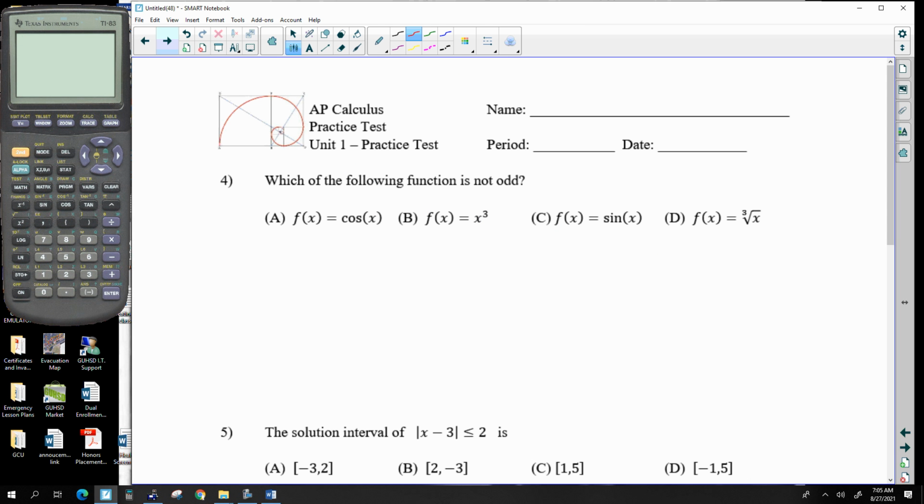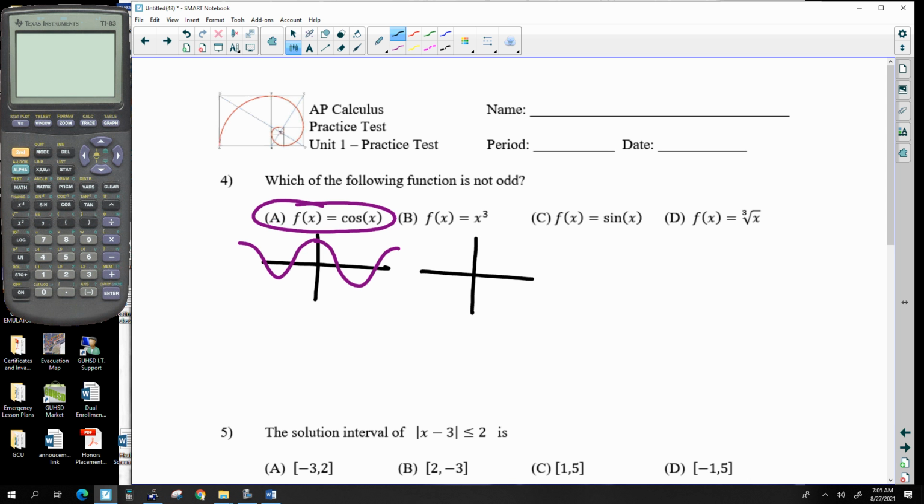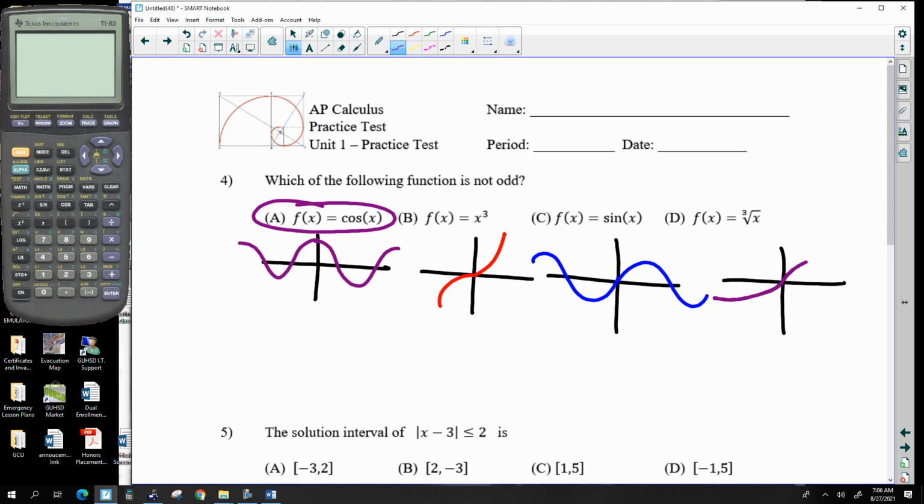Which function is not odd? Okay, so the cosine is a graph that starts at the top. This one is not odd, I know that right from the get-go. Going through the others, x to the third looks like that, so that's odd. Sine starts in the middle. That's odd. And then the third root of x, just like that, that's odd. So the only one that is not odd is that first.